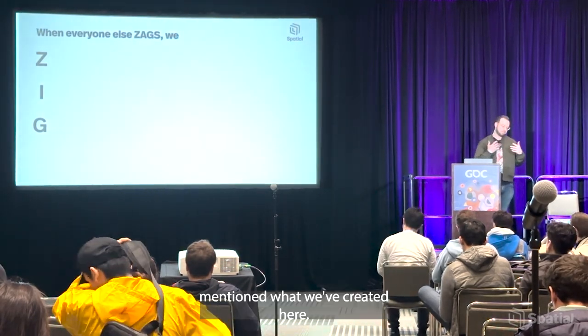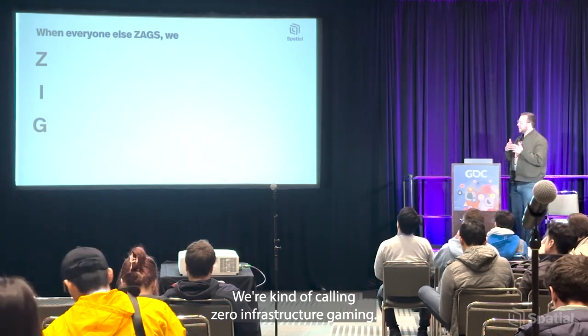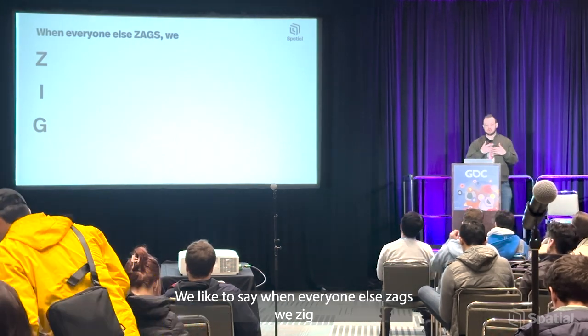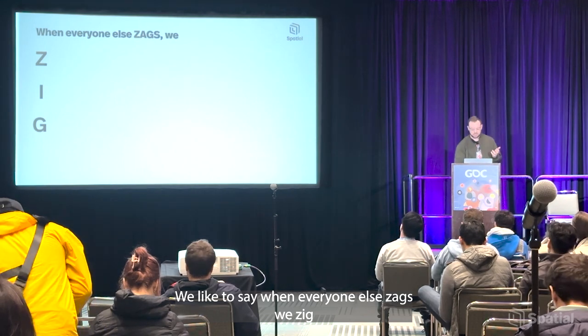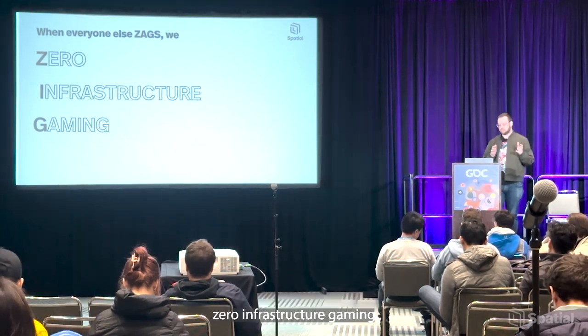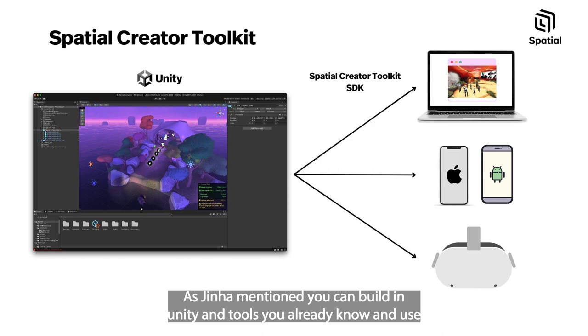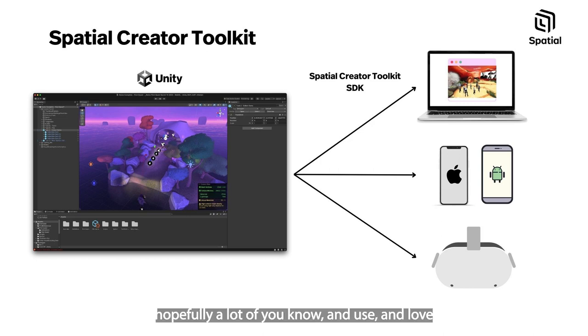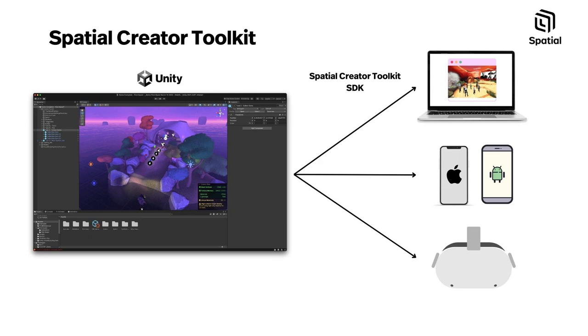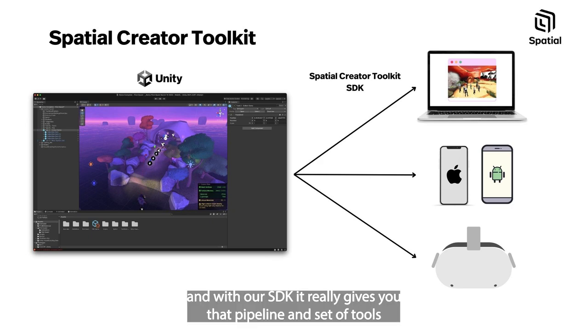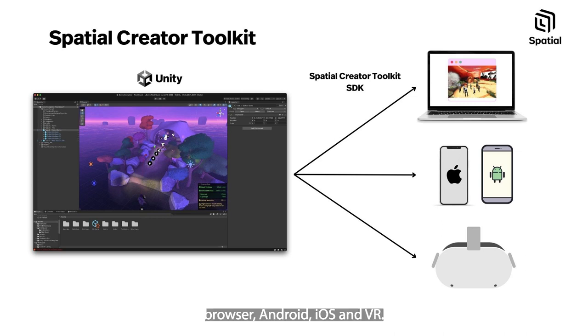As Jinha mentioned, what we've created here we're calling zero infrastructure gaming. We like to say when everyone else zags, we zig. Zero infrastructure gaming, just a little fun play on words. So what does it mean? You can build in Unity, a tool you already know and use, hopefully that a lot of you know and love. And with our SDK, it gives you the pipeline and set of tools to make your experience work instantly across a web browser, Android, iOS, and VR.